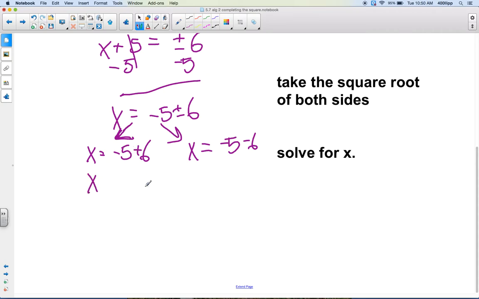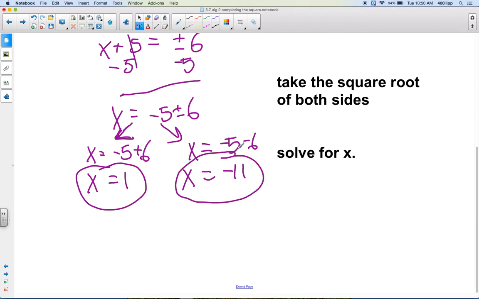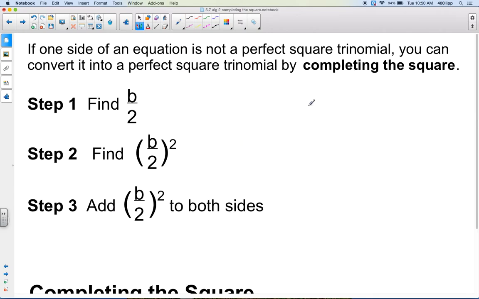So negative 5 plus 6 is 1, that's one answer, and negative 5 minus 6 is negative 11, and here's our other answer. So this is solving it by using a perfect square trinomial. All right, let's get to completing the square here.